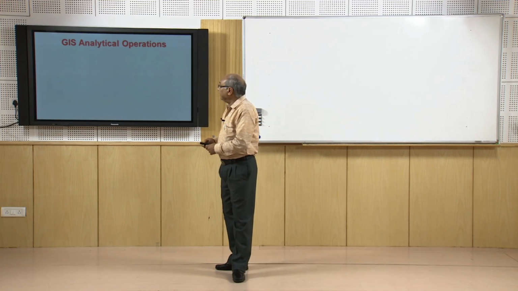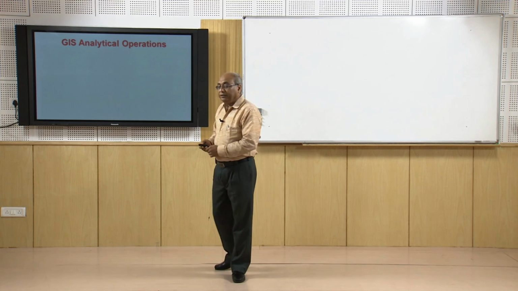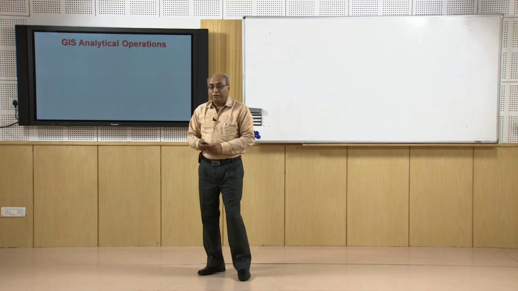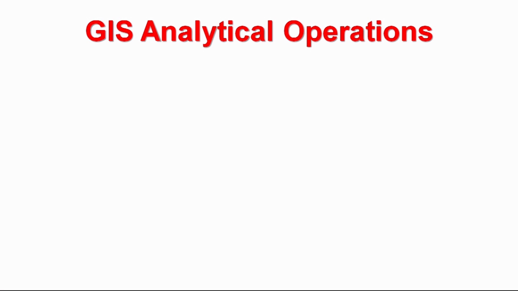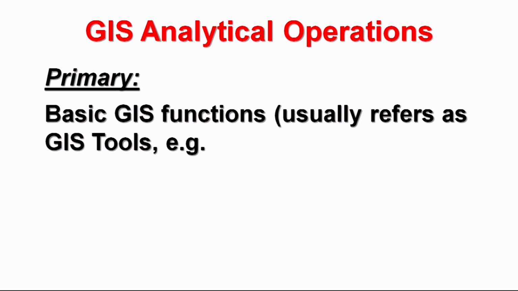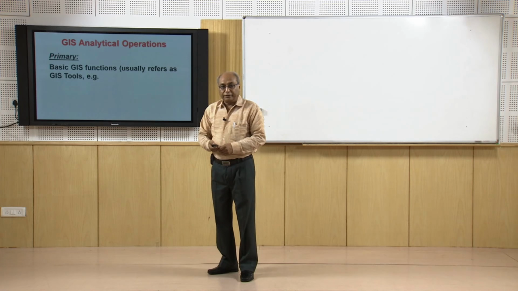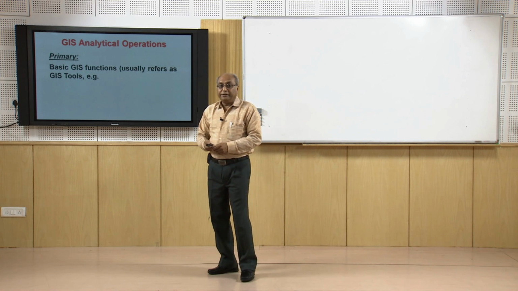Now people have been dividing these operations in two major categories. One is the primary pre-processing steps, and then there are secondary. So we will see one by one all these steps, both primary and secondary, and see what are the processes which are involved, and most of these processes can be handled in any standard GIS software.